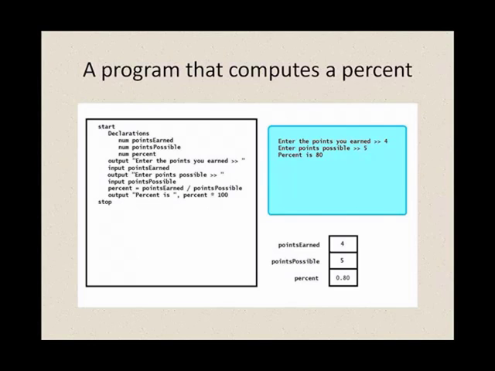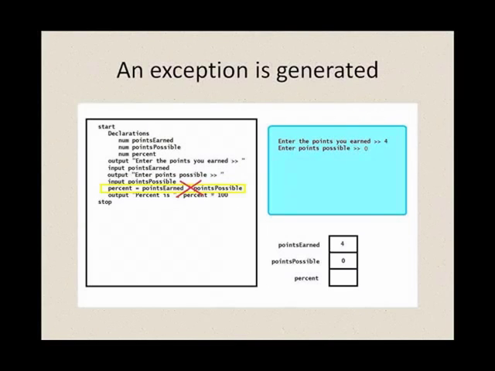Now suppose something goes wrong. Suppose when you run the program, the user puts in a 4 for points earned, and it's stored, and then the user puts in 0 for points possible, and it's stored. When you do the arithmetic, you're dividing 4 by 0. In every programming language, dividing 4 by 0 is an illegal operation. An exception is generated. In object-oriented programming languages, programmers call the error that is generated an exception object, and they say that it's thrown to some place that can handle it.